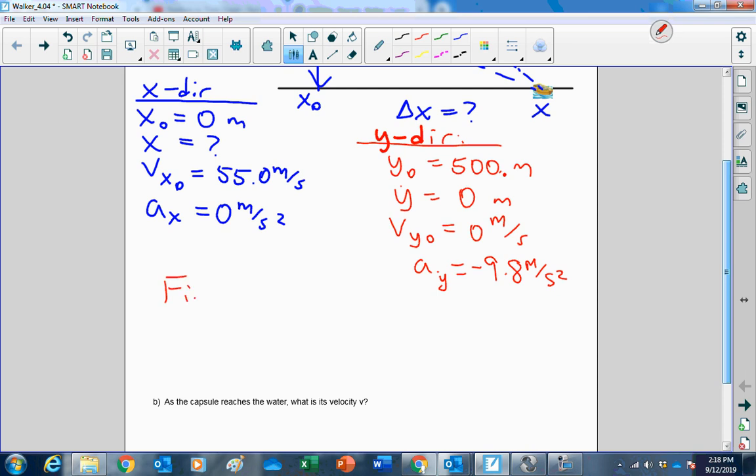So let's first find that. Given the information that I have, let's see here. I don't have a final velocity, so that limits me to the second equation on your pink packet. So let's do that one. I've got y is y0.